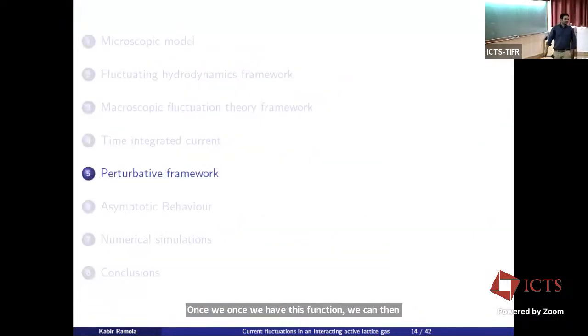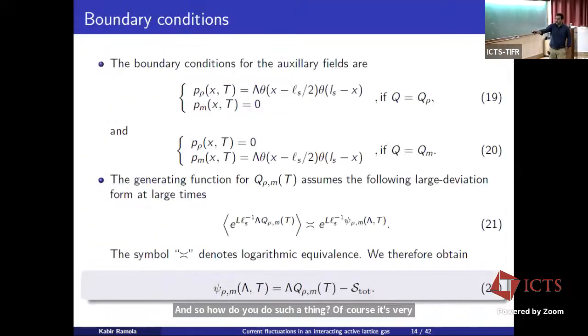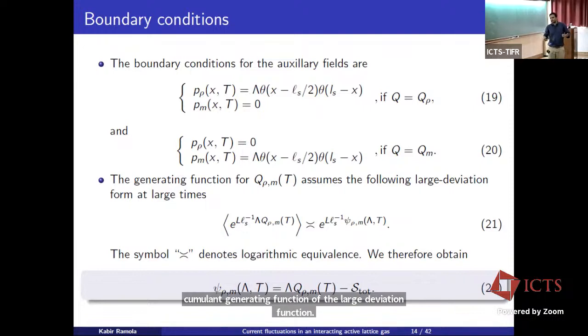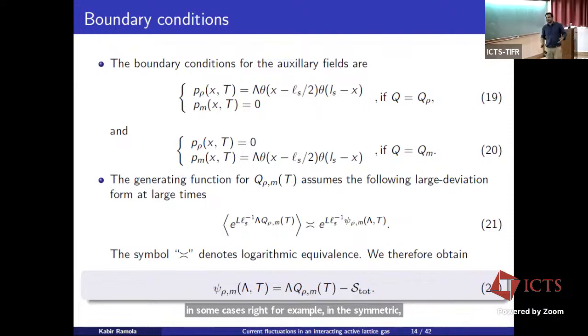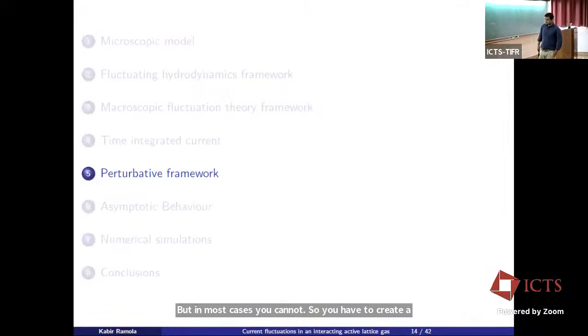And so how do you do such a thing? Of course, it's very complicated. One way to do it, I'll just go back one slide: if you can compute the exact cumulant generating function of the large deviation function, then you have all the cumulants. And that can be done in some cases, for example, in the symmetric simple exclusion process, but in most cases you cannot. So you have to create a perturbative method in order to extract the cumulants of this system.